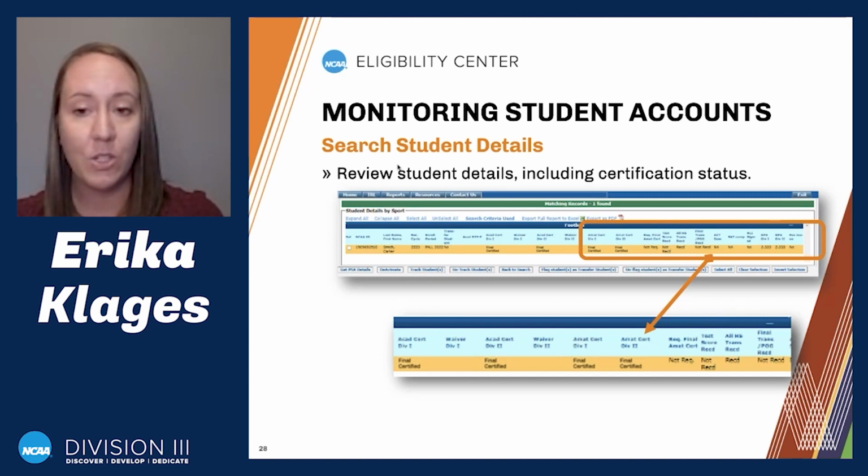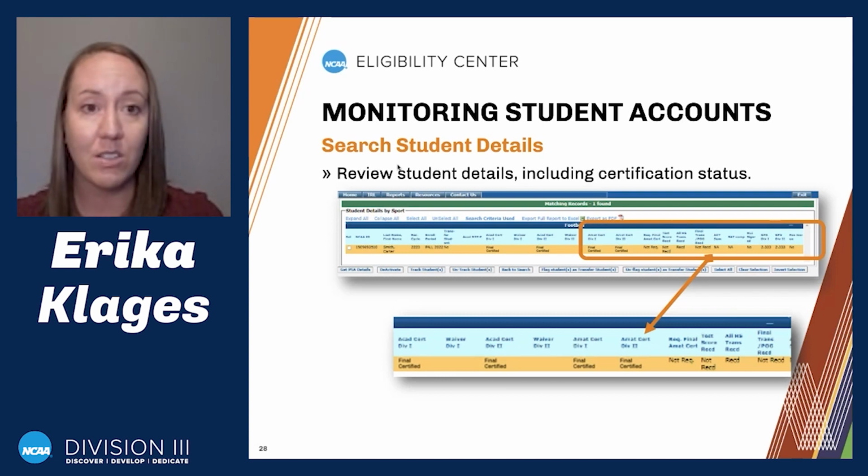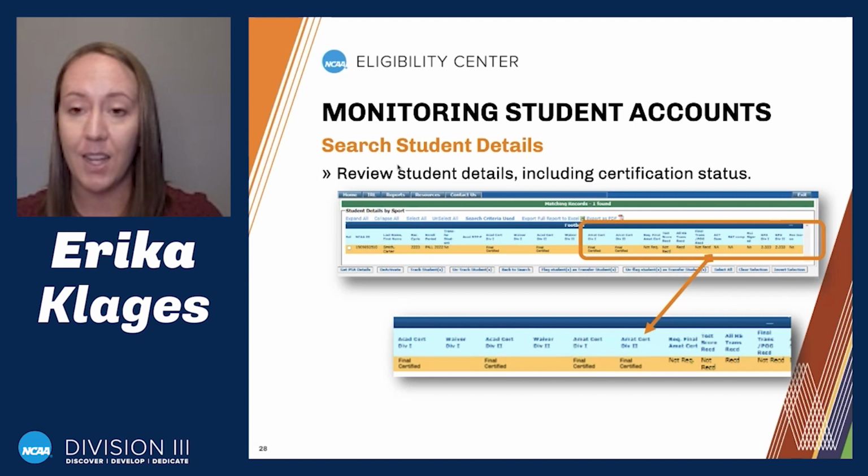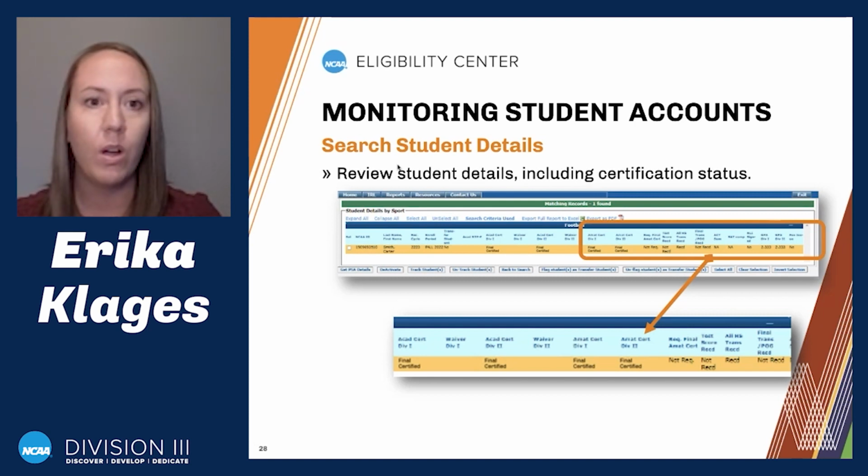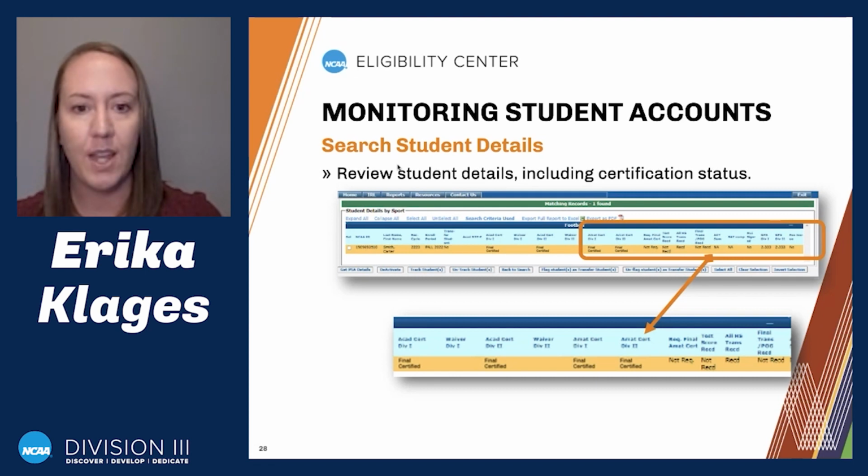You'll see here we talked about the final decisions. This PSA is final certified for Division I and Division II. This is where you're going to see what the final decision is or what their status is. It could still say pending review if we're in that status. So here's where you get a brief, broad overview of the prospective student athlete on your IRL, and what their status is.